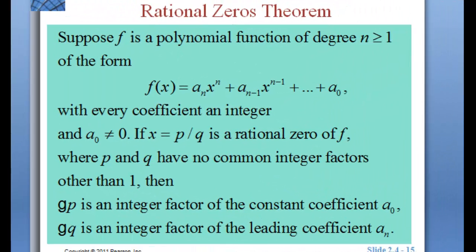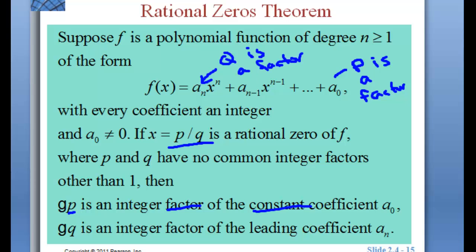We're now going to look at the rational zeros theorem. Rational zeros meaning any zeros that are either whole numbers or can be written as a fraction. So if we have a polynomial in this form, and if we have a rational zero p over q, then p is a factor of the constant coefficient, and q is a factor of the leading coefficient. I'll show you how we use that.